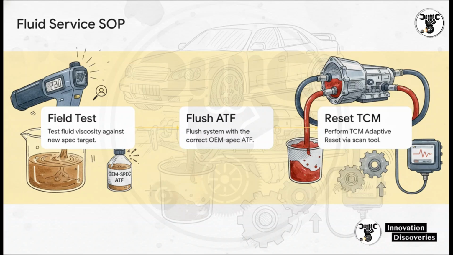Remember, if that transmission has been running on thin, degraded fluid for 30,000 miles, the TCM has adjusted its adaptive limits to match that bad fluid. If you just dump fresh, thick fluid in there without resetting the TCM, it is going to shift incredibly harshly, and that customer will be right back in your bay complaining.